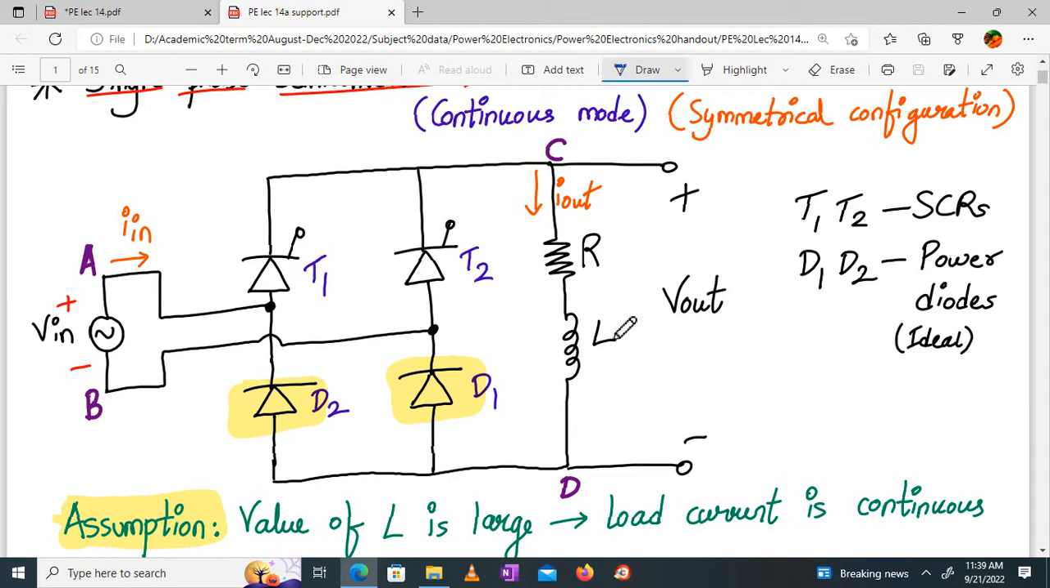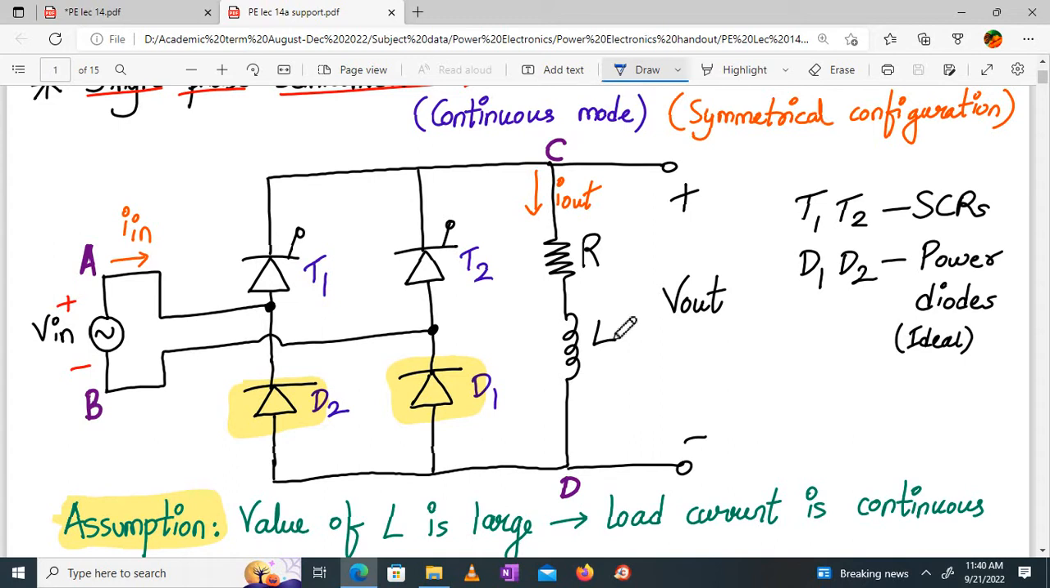And the load current is continuous. You know what will happen when there is an inductor? During the positive half cycle, the inductor will store energy, and during the negative half cycle, it will release the stored energy. But in this case, it will not release completely. I've given you the example before.